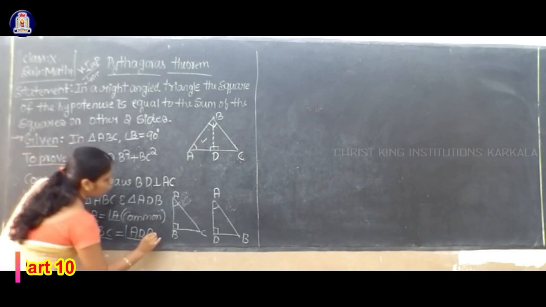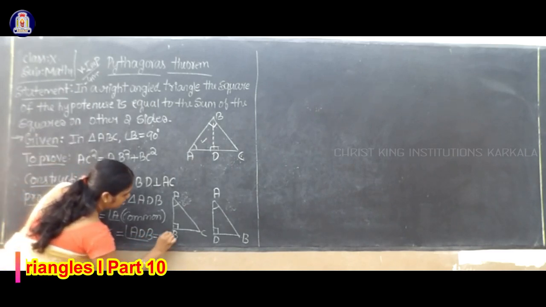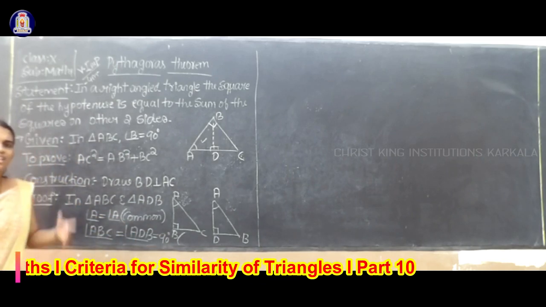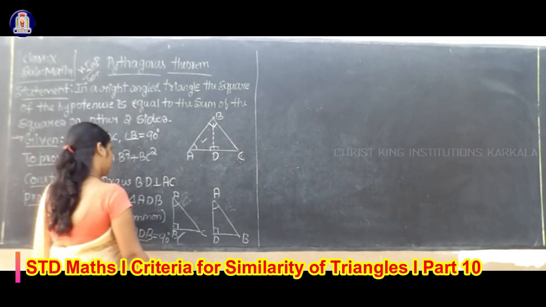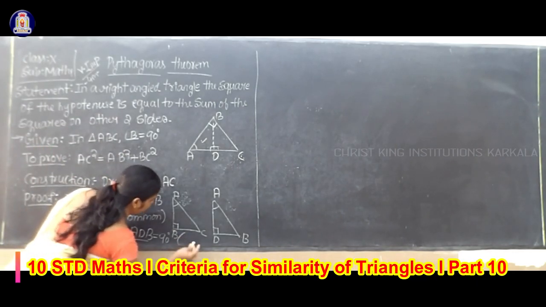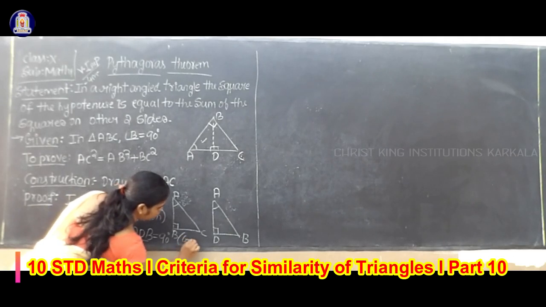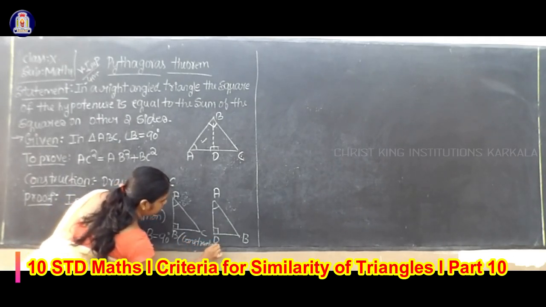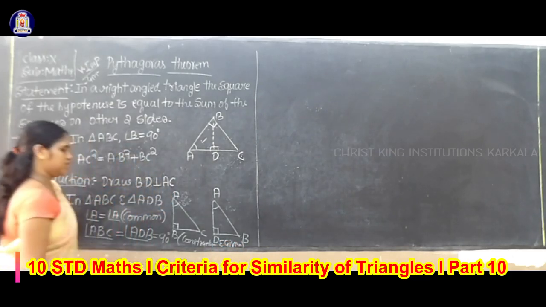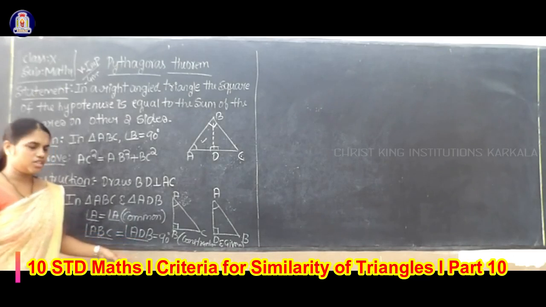Equal to how much? 90 degree. What is the reason for this being equal to 90 degree? Construction. By construction you can write. Or given also you can take. Given and construction, both I will write. What is the reason for this?